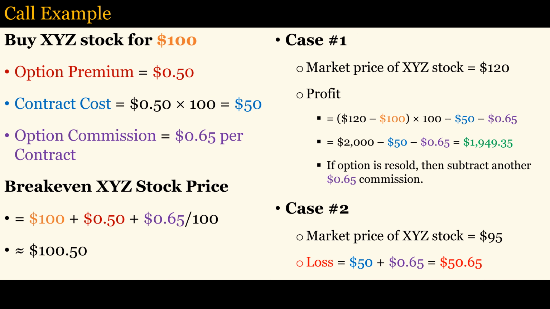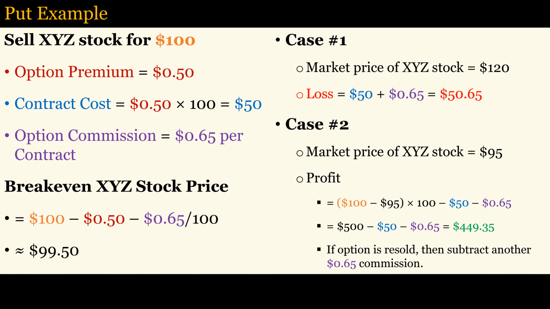If you buy a call option to buy XYZ stock for $100, then the break-even price per share of XYZ stock will equal strike price plus the option premium plus a small commission. If XYZ stock goes to $120, then you could buy 100 shares of XYZ stock for $10,000, then sell the stock for $12,000 for a net profit of $2,000 minus the premium and the commission. If the market price of XYZ stock drops to $95 right before expiration, then your maximum loss equals the premium paid for the contract plus the small commission.